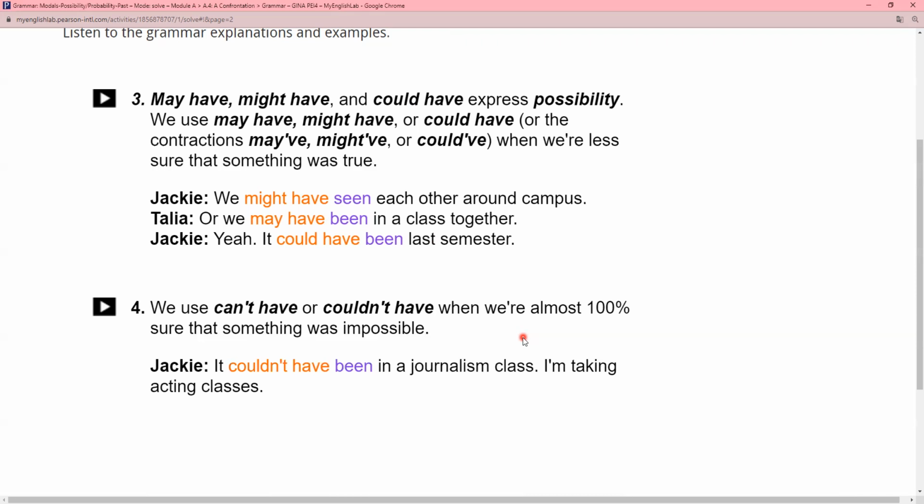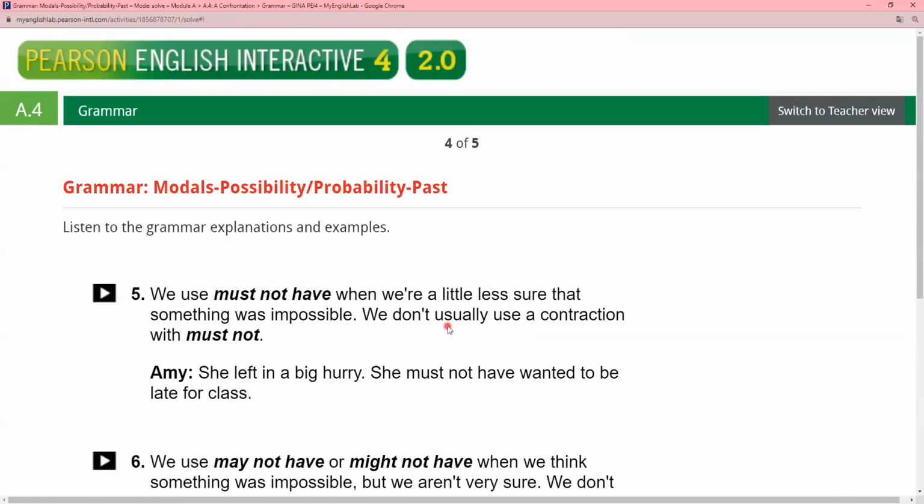If I were sure, for example, I'm going to use another structure. For example, she can't have seen her. She was at home. So as you can see, I'm saying no, it is impossible, almost impossible, but I'm not sure. Okay, we don't know.